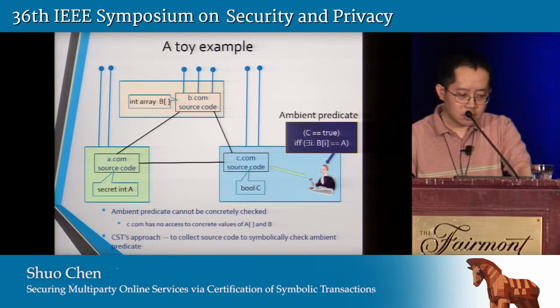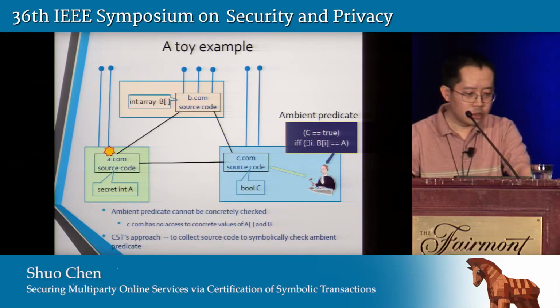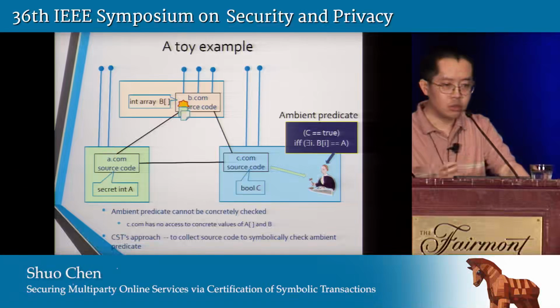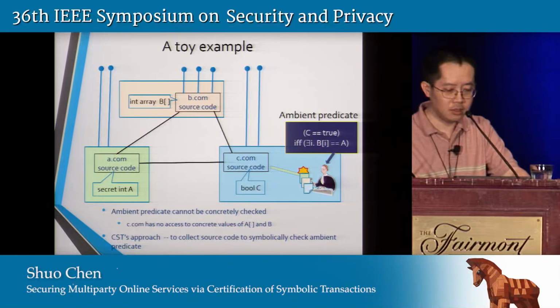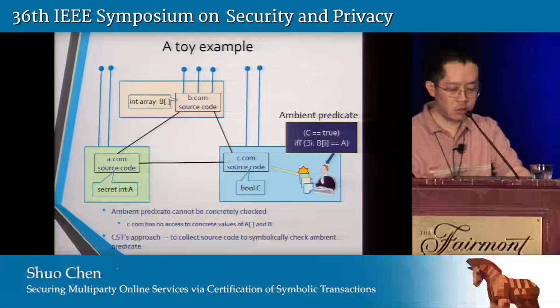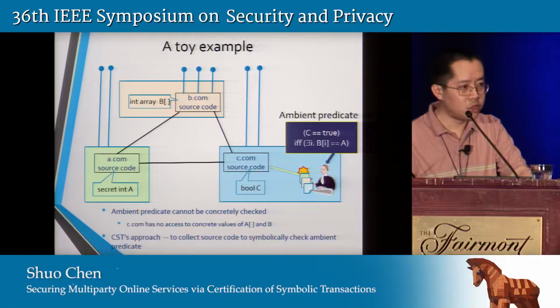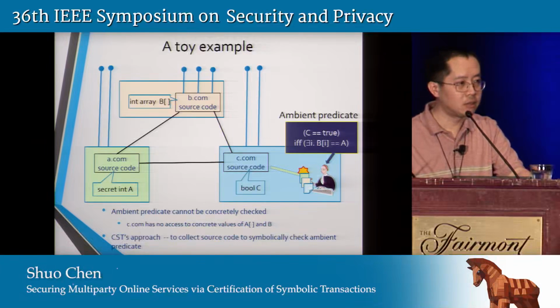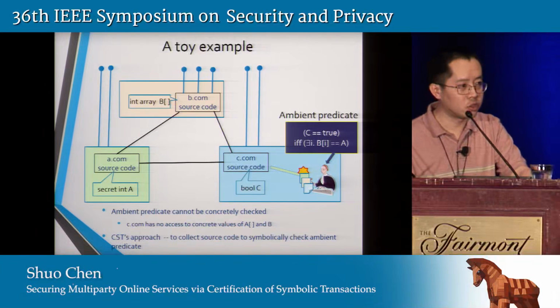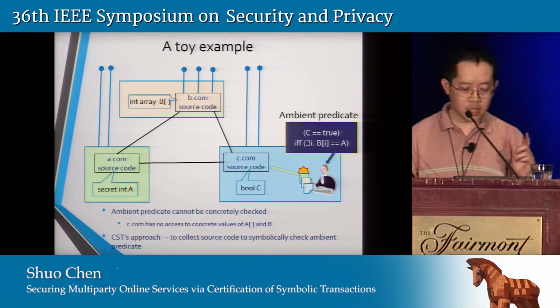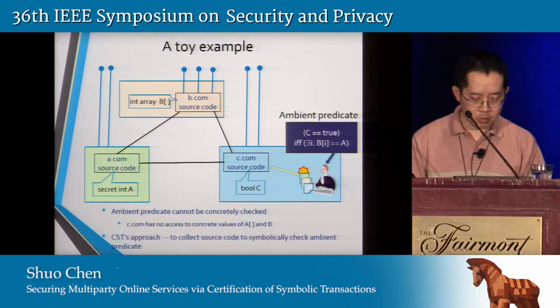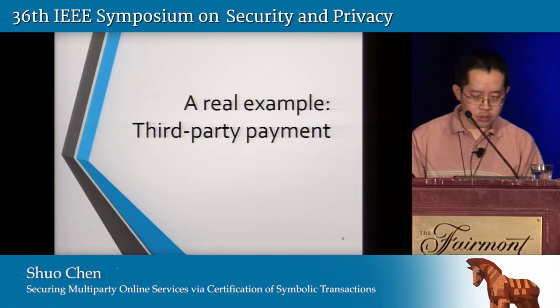Our CST approach is essentially that during the execution of the transaction, we just collect the executed source code from every party, and then at the end, we symbolically check the ambient predicate using the collected source code. So I know that this is a very high-level description, but please bear with me. I'm going to use third-party payment as a concrete example.